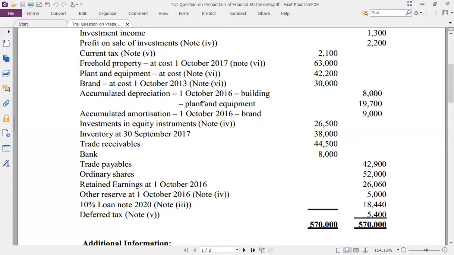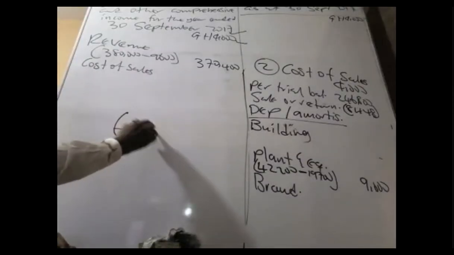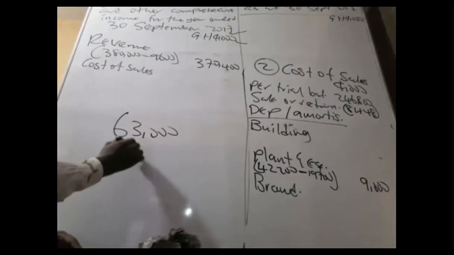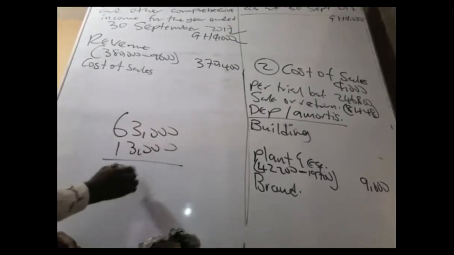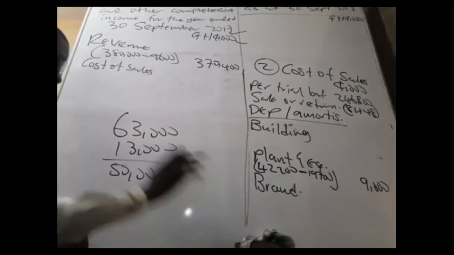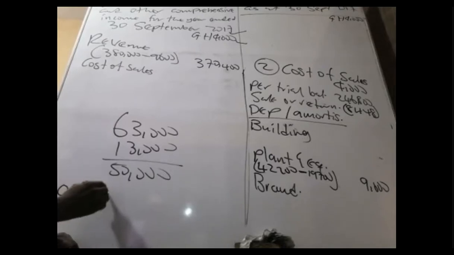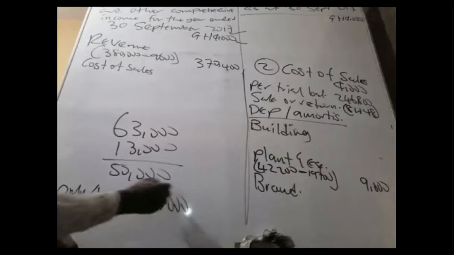Perfect. If it's 2016, we are free to go. Now, tell me, this is just 1 year depreciation. If 1 year depreciation is equal to 8,000, and then the cost of the building, the entire property is what? 63,000. Land is 13,000, so building will be what? 50,000. Perfect. Building is 50. Now, if building is 50, what will be the useful life of building? They've charged only 1 year depreciation, 8,000. Then what will be the useful life?